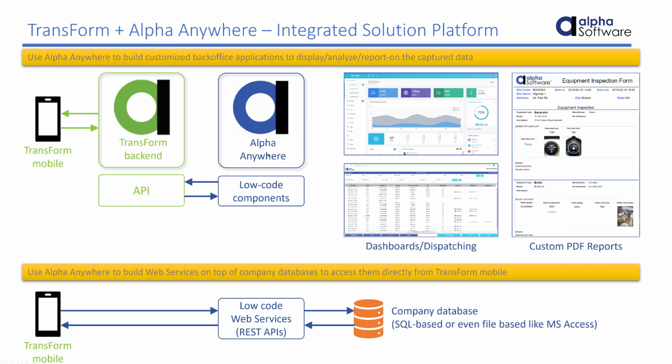So what we can do with Alpha Anywhere is to build such a REST API on top of something like Microsoft Access, so that then, since this is now a REST API, we can access it through the TransForm mobile application. So configure a list control, for example, a list field, to point to that REST API and retrieve data from that Access database to be used when capturing data inside the form. So the implementation that we're going to show today is an invoicing application.